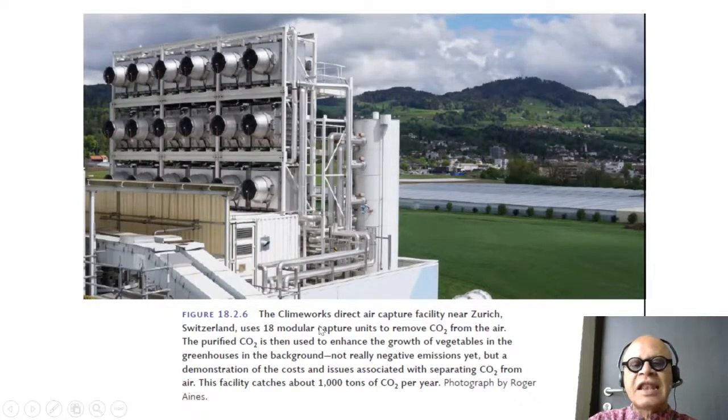So here is Climeworks' Direct Air Capture, or DAC, facility near Zurich, Switzerland, which uses 18 modular capture units, you can see these 6 in each row, to remove CO2 from the air. So air is just flowing through, and CO2 is being precipitated out. It's being mineralized. Amazing, right? Then CO2 is captured, purified, and used to enhance growth of vegetables in greenhouses, which are here in the background. CO2 fertilization is done.